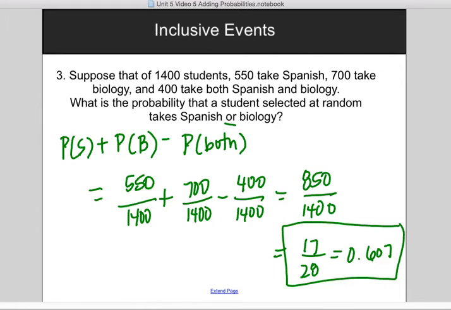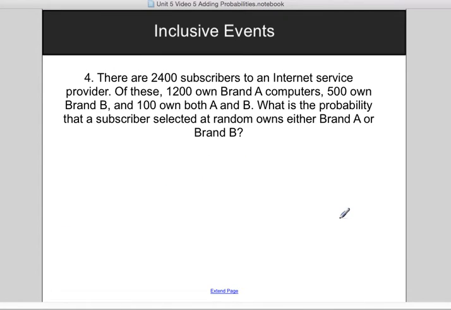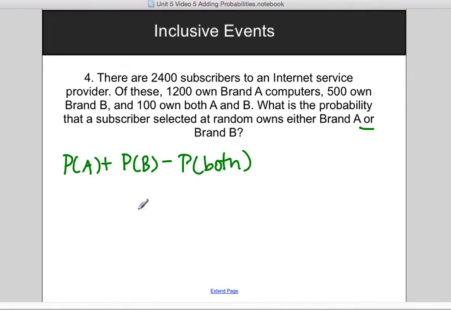Example 4. There are 2,400 subscribers to an internet service provider. Of these, 1,200 own brand A computers, 500 own brand B, and 100 own both. What is the probability that a subscriber selected at random owns either brand A or brand B? So probability of brand A plus probability of brand B, but we have to remember to subtract the double, so the probability of both happening, A and B.